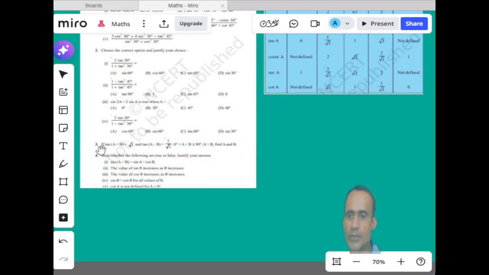Now we come to question number 3. So we are given that tan of A plus B is equal to root 3 and tan of A minus B is equal to 1 by root 3. A plus B is between 0 and 90 degree and A is greater than B. So we are required to find out A and B. So this question we will solve.